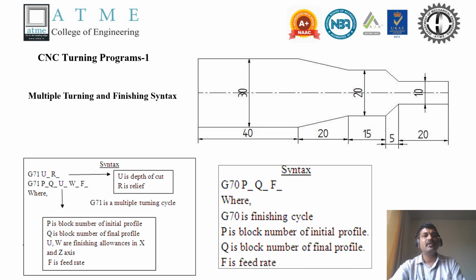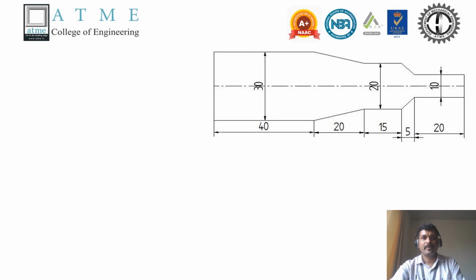This is followed by the finishing operation, the fine turning operation. The syntax for that is G70, P, Q and F. P and Q are similar to before: the initial profile number and the final profile number, and F is the feed rate. According to the requirement, for rough turning and fine turning, the feed can be modified as per the tool and material combination.